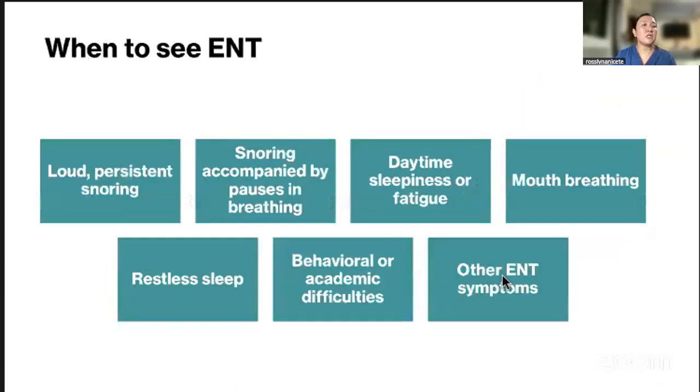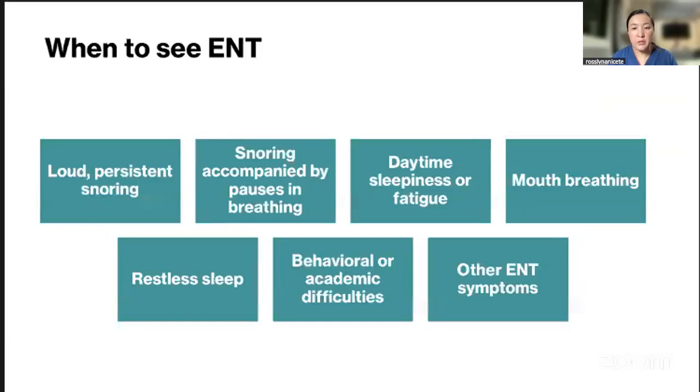So when do you see ENT? If the child has loud, persistent snoring, if the snoring is accompanied by pauses in breathing, the child has daytime sleepiness or fatigue, he's using the mouth to breathe. There's restless sleep, so he keeps tossing and turning during sleep. There is behavioral or academic difficulties. And there are other symptoms such as nasal congestion, frequent ear infections, or difficulty swallowing, which can also be related to snoring.